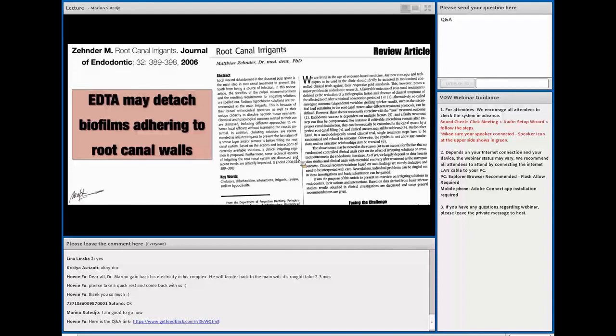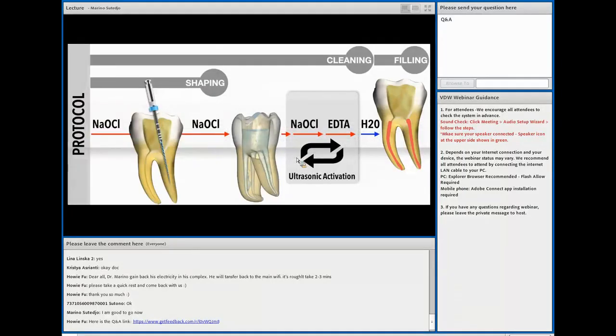I'm going to say the EDTA mostly is to remove our smear layer, because it can detach the biofilms that have adhered to our root canal walls. In this case, if we use EDTA, we can have a better cleaning when we are using sodium hypochlorite. So EDTA will remove the smear layer, and sodium hypochlorite will then work to clean and digest all the tissue.